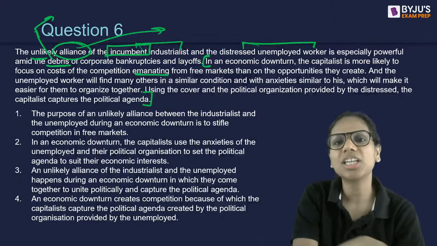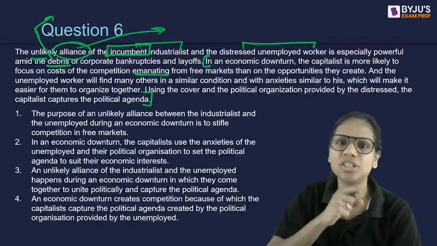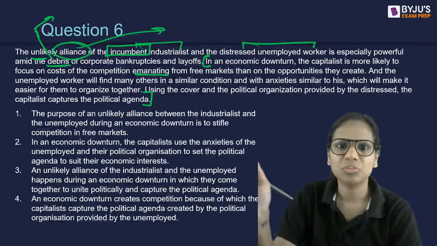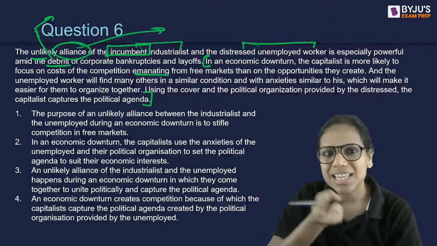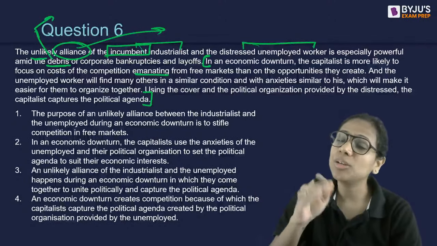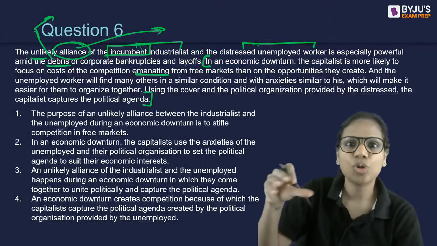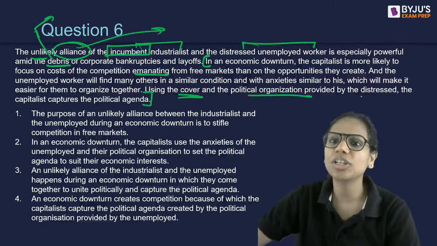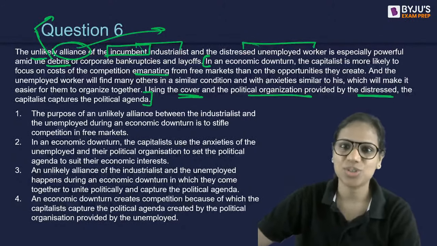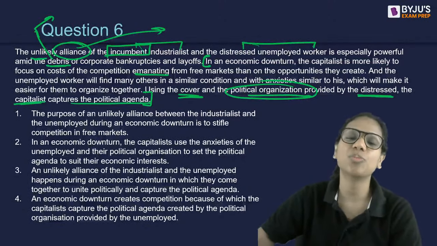So, what happened was that when an economic downturn happens, the capitalist is focused on costs and therefore basically fires workers, okay? So, the capitalist wants to save costs, and the unemployed worker is actually anxious, along with all the unemployed workers who are there. So these unemployed workers organize together. Now, using the cover and the political organization provided by the distressed, so using the group that they have created, the capitalist captures the political agenda.